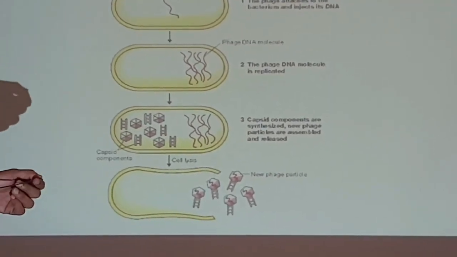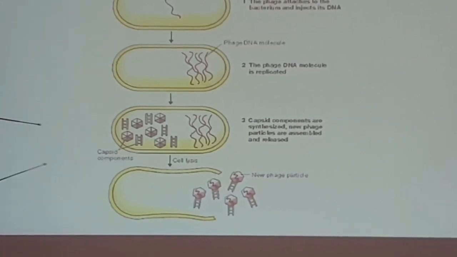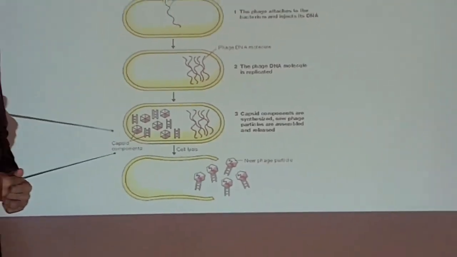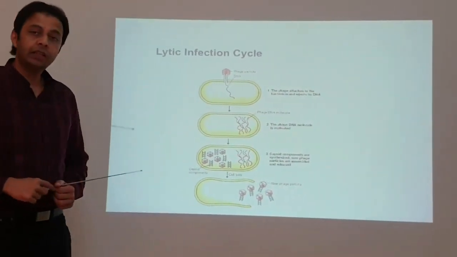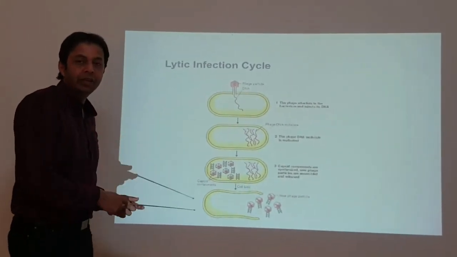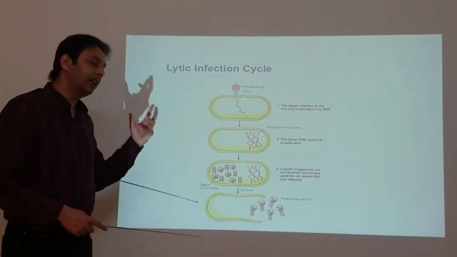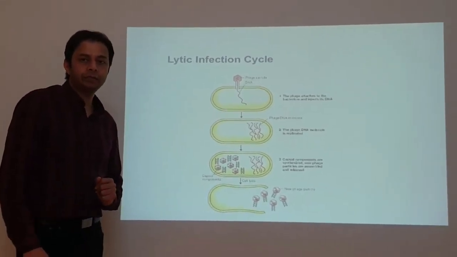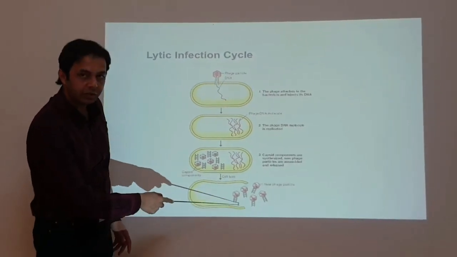In this way, thousands of phage particles, or viral particles, are produced, which cause the bursting of the bacterial cell. So it causes the lysis of the bacterial cell. That is why this type of cycle is called the lytic cycle: because the host cell is damaged, broken down, lysed. That's why this type of viral infection cycle is called the lytic infection cycle. As you can see, the bacterial cell is finally burst.